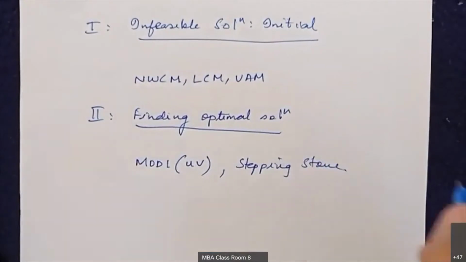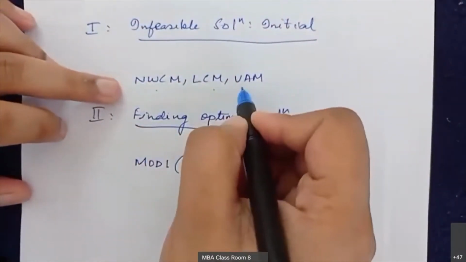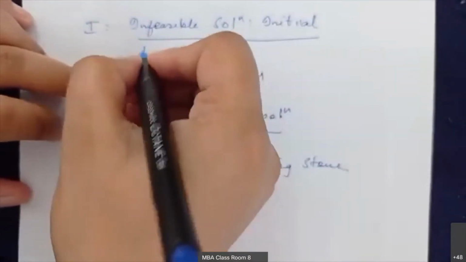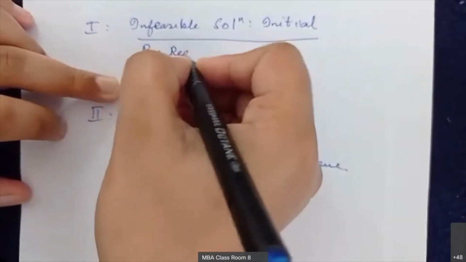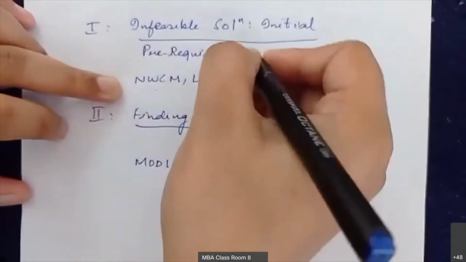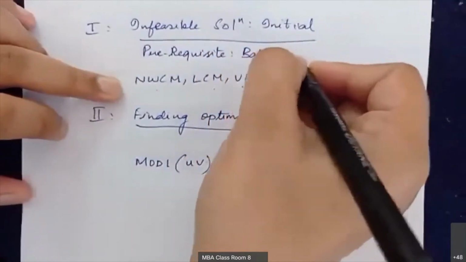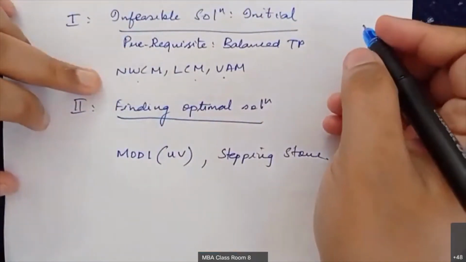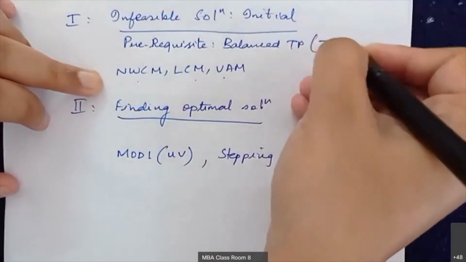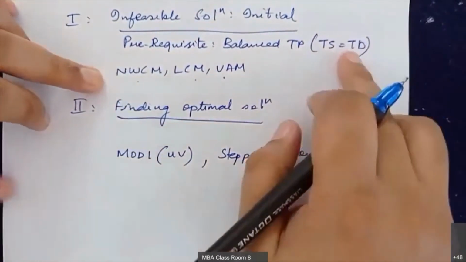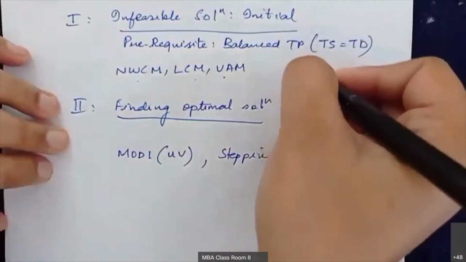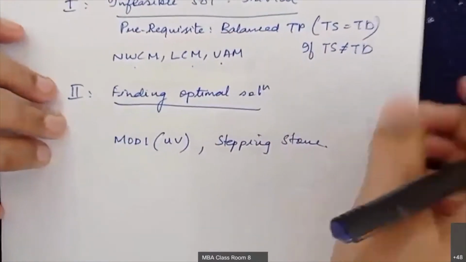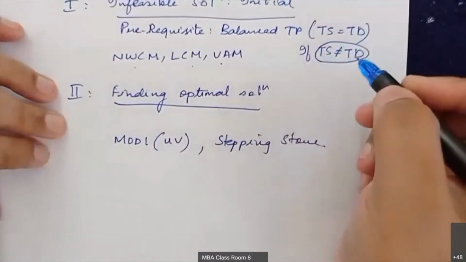Before doing the three methods in the first phase, we need to ensure that our given transportation problem is balanced. So the prerequisite is that we need to have a balanced transportation problem. How do you ensure that the problem is balanced? We should have total supply equal to total demand. If the total supply is not equal to total demand, this is called an unbalanced transportation problem.